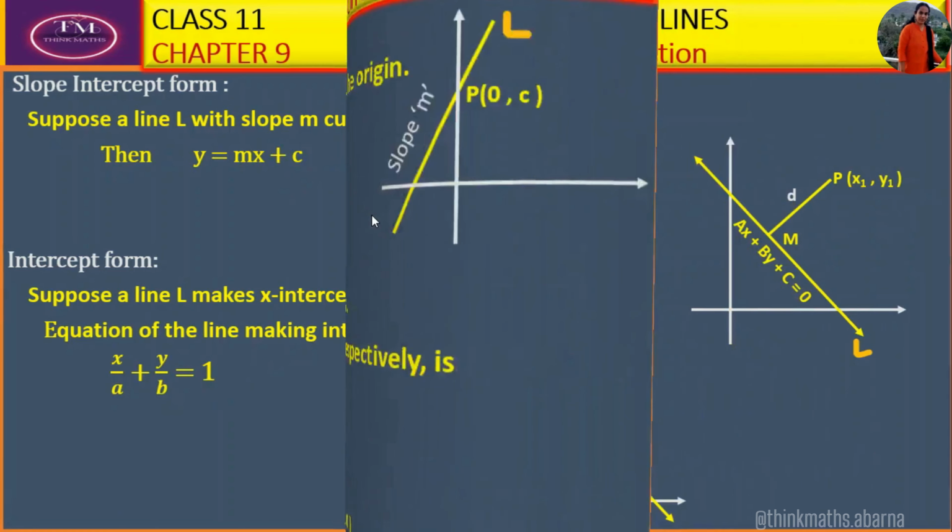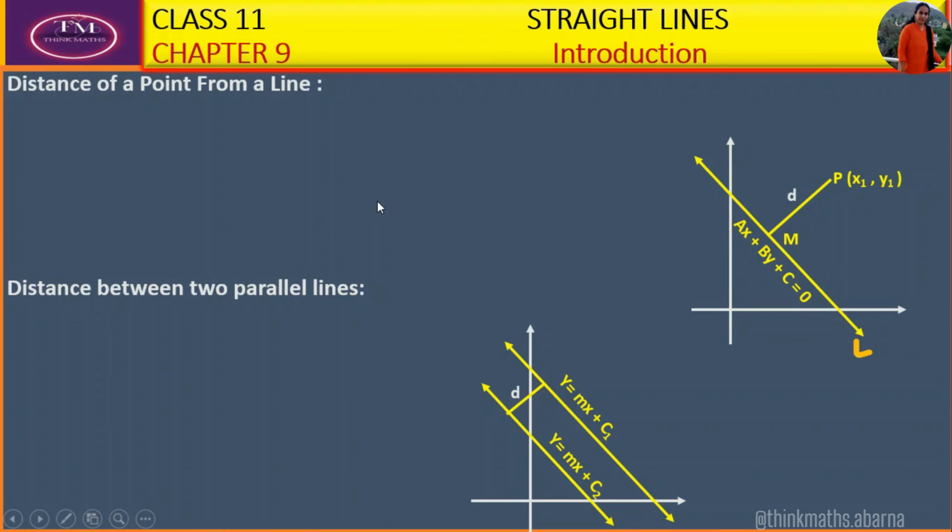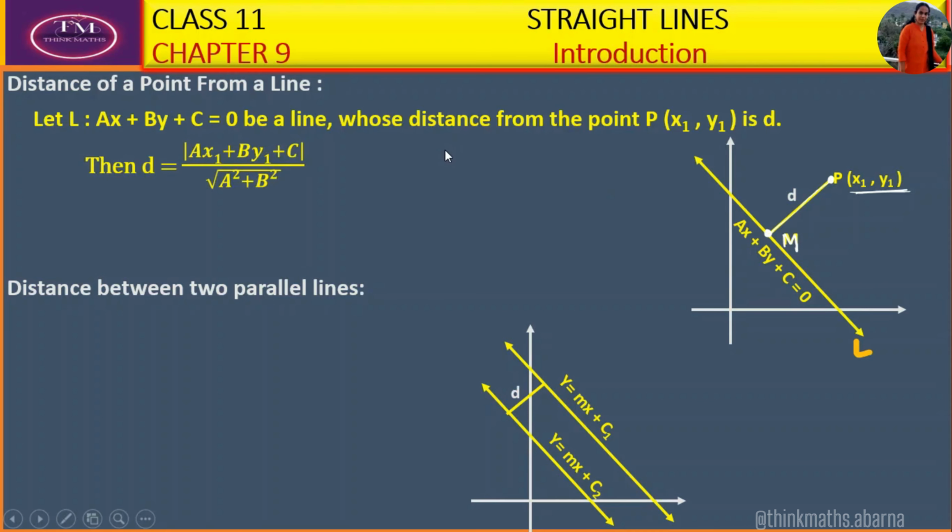Next one, the last topic of this straight line chapter, is the distance of a point from a line. That is a line L, whose equation is given as ax plus by plus c equals 0. There is a point P at (x1, y1), and we have to find the distance d. From this line, there is a point M, and we have to find this distance MP, the distance between M and P.